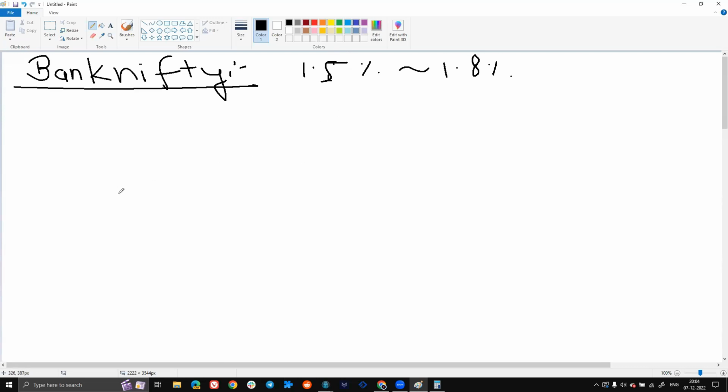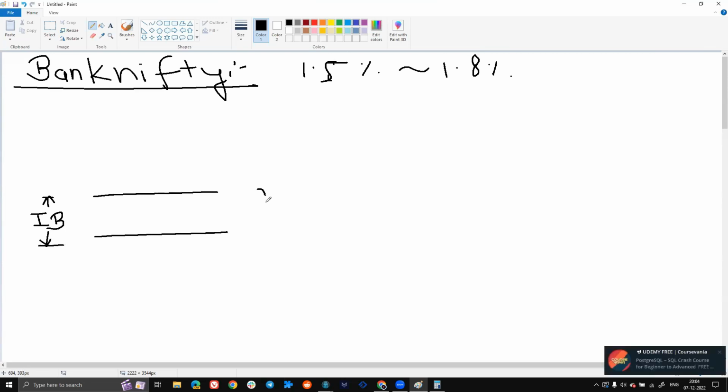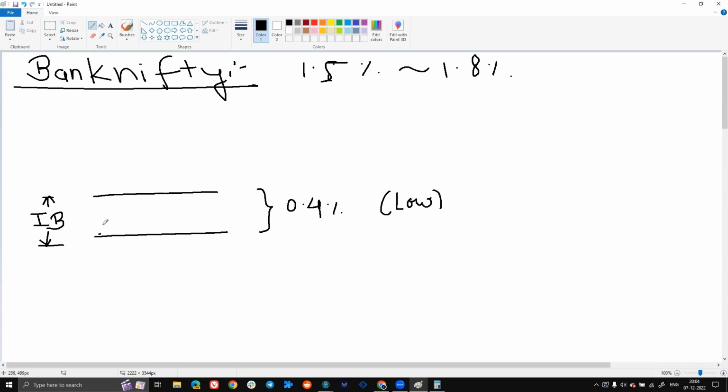Okay, now let's say this is IB, and the range is something like 0.4%. That means it's a low IB. In A period the market went up, in B period the market came up to here, and in C period the market closed here. This is the end of C period. Now, each of you tell me, what would you do here at point C? What are your expectations for the market based on this data?